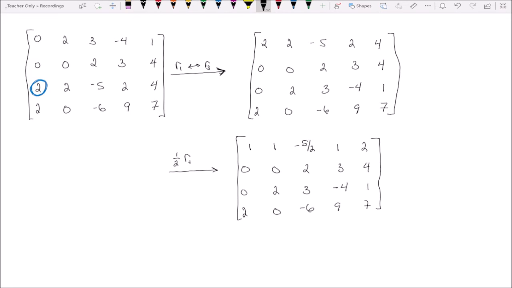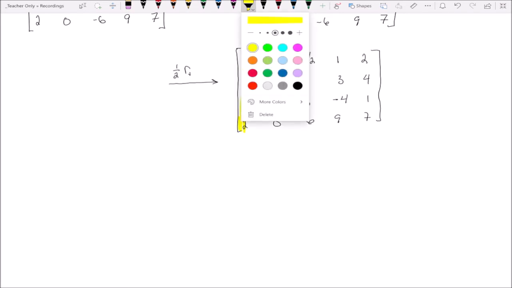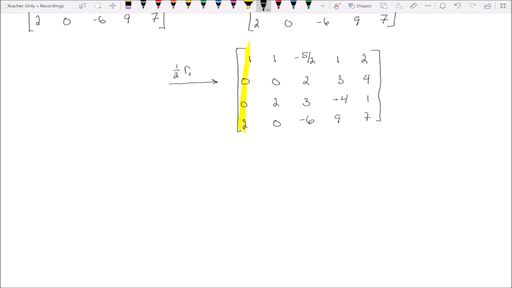Now the next step is to take a look at column 1, and we want to make every entry aside from that leading 1 a 0. Well, the good news is row 2 and row 3 are already zeros. All I have to do is make that row 4 a 0, and we can do this by taking -2 times row 1 and adding it to row 4.